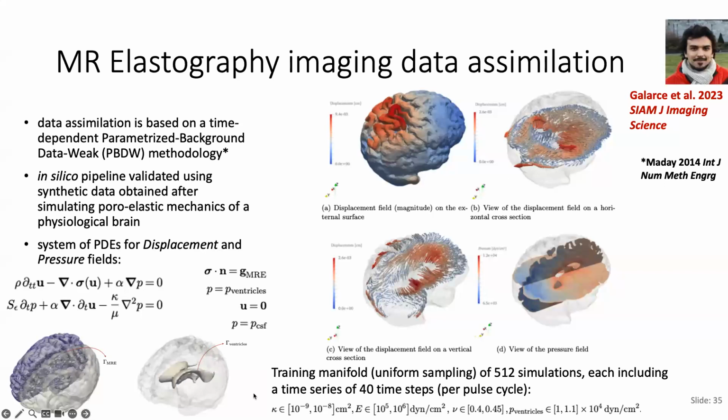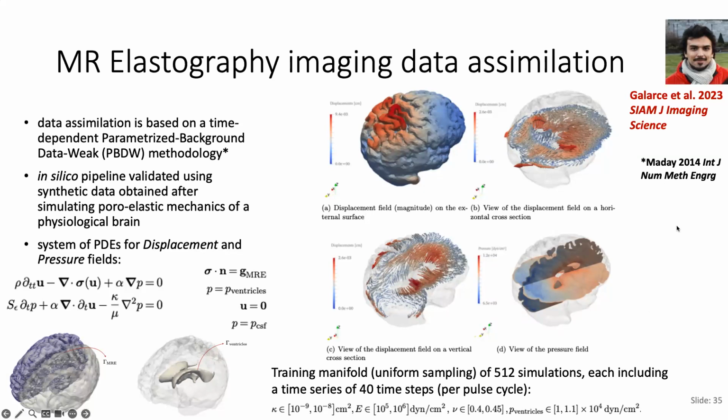As part of this work, we have this training manifold with uniform sampling, where we generated approximately 500 simulations, each including a series of 40 time steps. So just imagine this is not a static problem, it's a transient problem. We have waves, pressure waves, traveling through the brain. However, we focus on the shear waves, which is exactly what the MRE apparatus monitors.